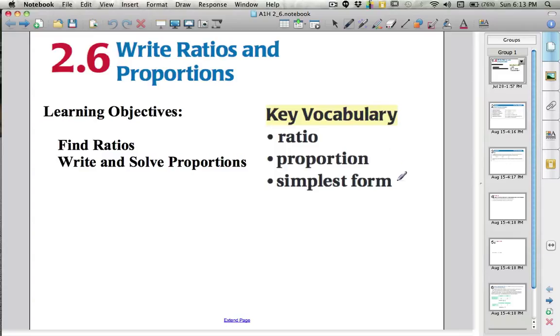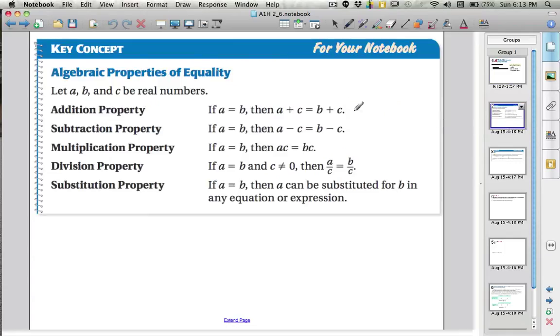And then in simplest form, we're really talking about how do we simplify fractions. Okay, so we'll go through that vocabulary as we go along. We want to review algebraic properties of equality. We have A, B, and C that are real numbers. The addition property of equality says that if A is equal to B, then A plus C is equal to B plus C, meaning I can add the same value to equal things and they stay equal.